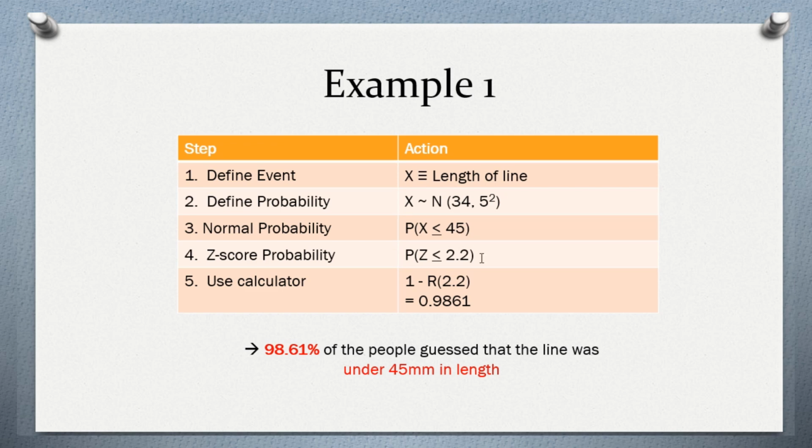Then you change it to z-score. Less or equal to 45, you'll get less or equal to 2.2. How to find z-score? 45 minus mean divide standard deviation. In other words, 45 minus 34 divide 5. You get 2.2. So less or equals to 2.2, you can use the P in your calculator, or if you don't like to use P, you can just 1 minus the right hand side, you will get the answer. But they want proportion, so you change it to percentage.